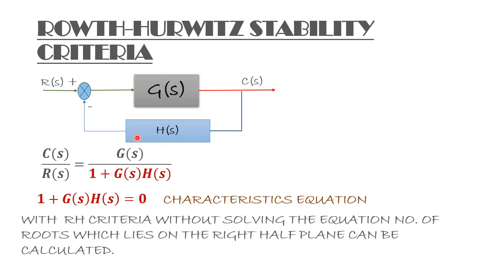मतलब कि RH क्राइटेरिया के हेल्प से हमें वो पूरे जो बड़े बड़े इक्वेशन है वो सॉल्व नहीं करने पड़ेंगे. बिना उसको सॉल्व किए हम ये बता सकते हैं कि कितने रूट्स राइट हाफ में है, कितने रूट्स लेफ्ट हाफ में है. ये सारी चीजें हम लोग कैलकुलेट कर सकते हैं. So now let's see how we are going to calculate the location of roots using Routh Hurwitz stability criteria. Let's start the calculation part.